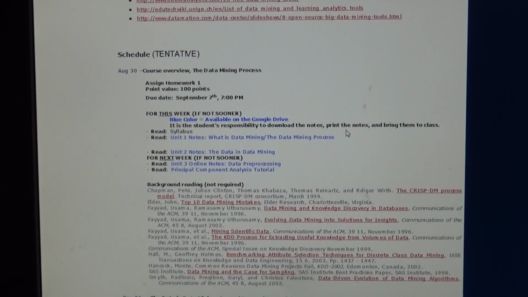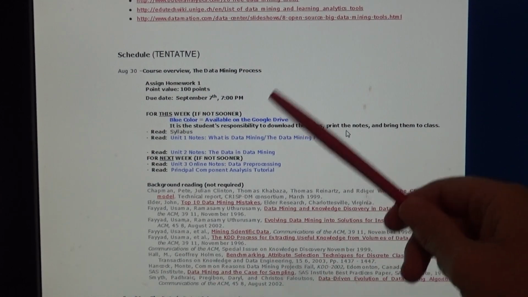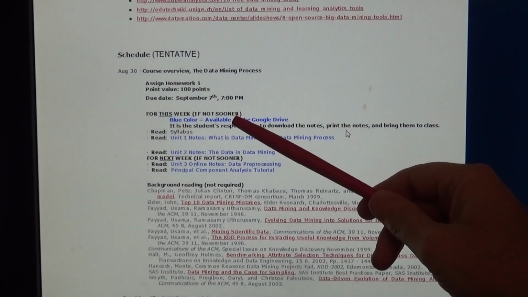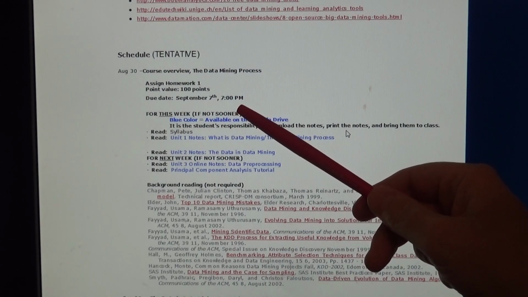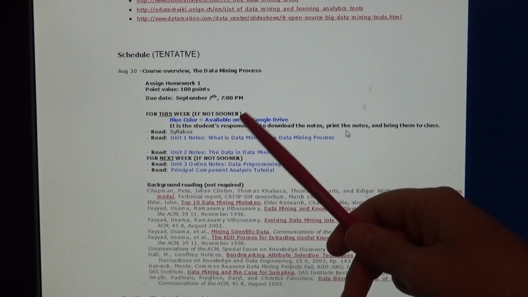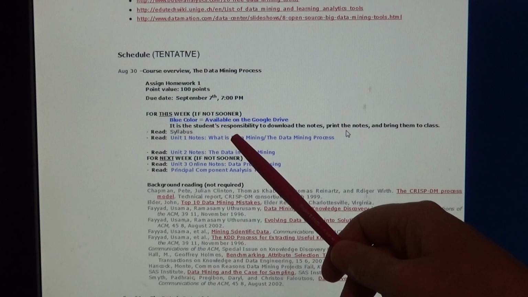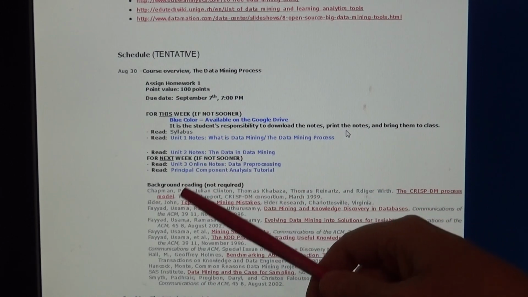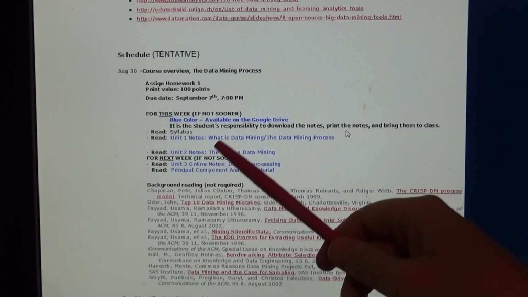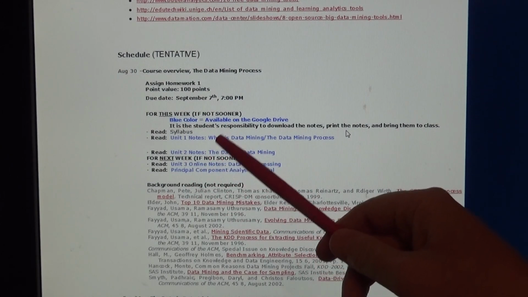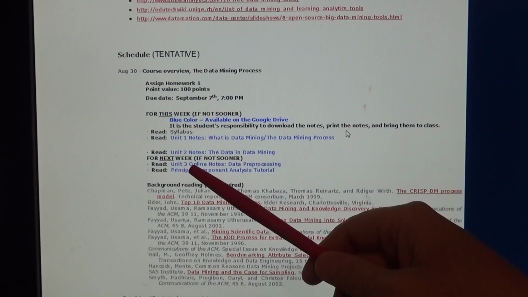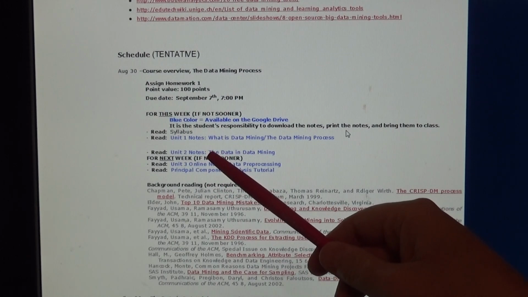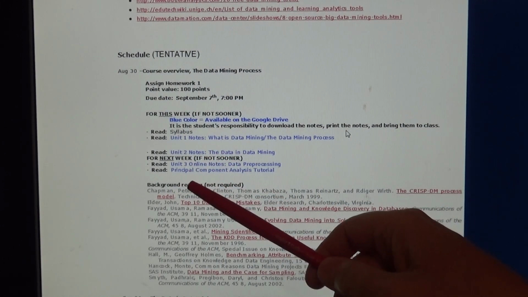Okay, so we're now back at the regular syllabus schedule, and some things I'll point out that you'll see on a week-by-week basis, a lot of details that you didn't see on the one I just showed you, and things that are blue are available on the Google Drive, and it'll tell you specifically read this paper, read that paper. Like for the first week, read the Unit 1 notes. For week number 2, read the Unit 2 notes.